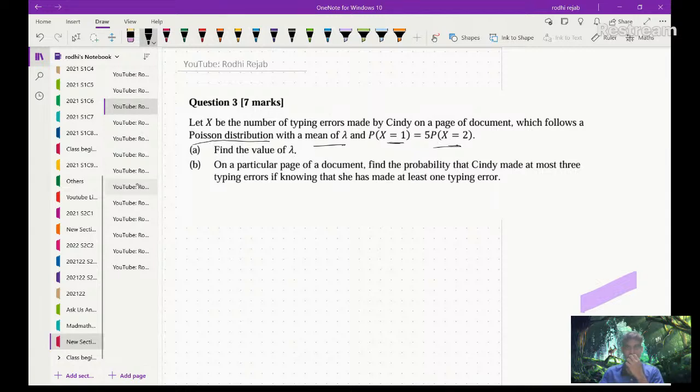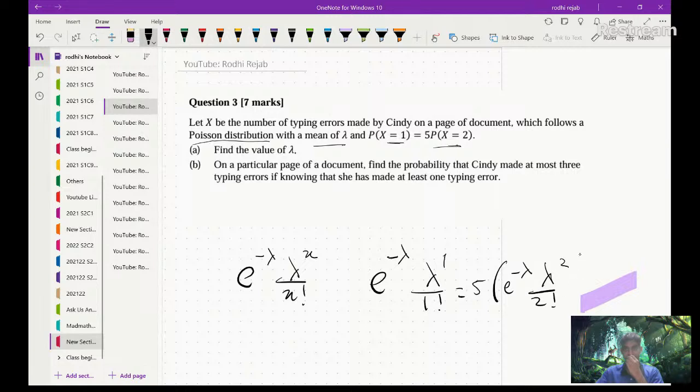This is pretty straightforward. First we write down the formula. The formula is e to the negative mean, mean to the power of x, over x factorial. Since it's a comparison, we can start to compare. First we just substitute in the values. e to the negative mean is what we do not know. Mean to the power of 1 over 1 factorial equals 5 times e to the negative mean, mean to the power of 2 over 2 factorial.